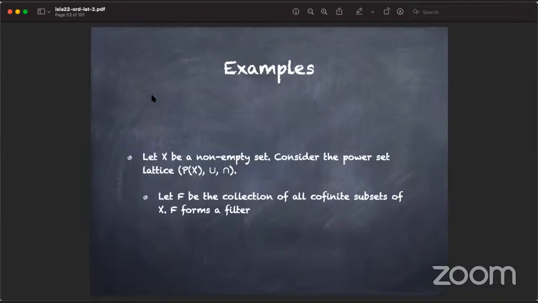Now, if you check yourself, I'm not going to do that. You can easily check that it forms a filter. It is closed under meet and it's closed under superset. Are you with me? You just need to use the fact that X minus A intersection B complement is A complement union B complement. That's all. And of course, superset.